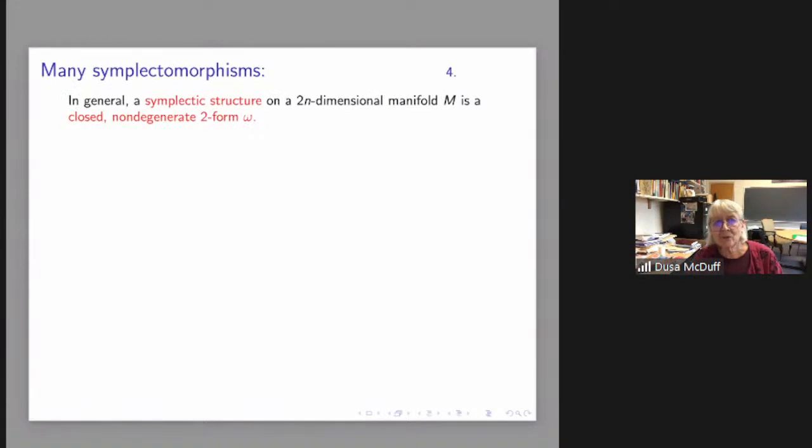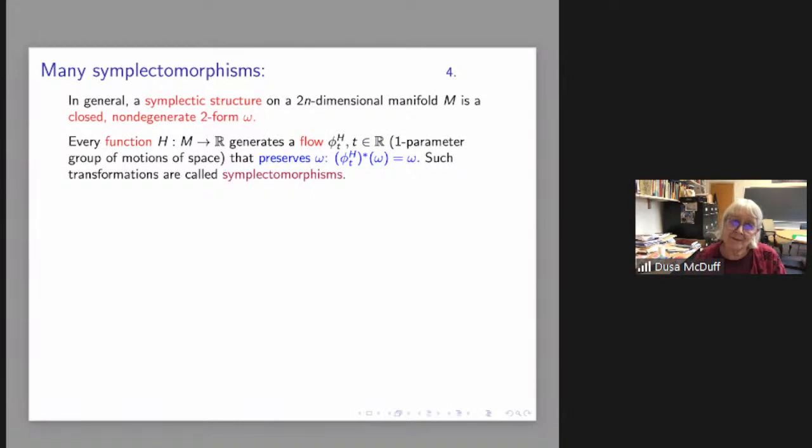Now, in general, you have on a smooth manifold a symplectic structure, which is a closed non-degenerate 2 form. There's a uniqueness of symplectic structure locally, but then there are lots of symplectomorphisms. There are lots of diffeomorphisms that preserve the symplectic structure. And one way of getting them is to take a function on your manifold, H, called a Hamiltonian function, and then that generates a flow, phi_t^H, that actually preserves the symplectic form. These transformations are called symplectomorphisms. So you get many symplectomorphisms just because each function has such a flow.